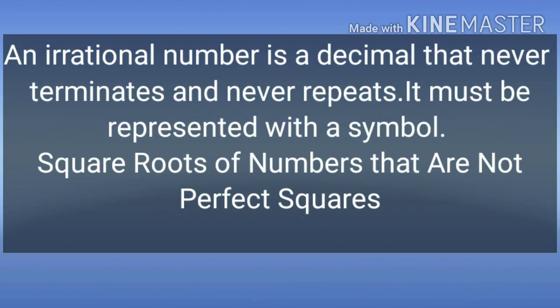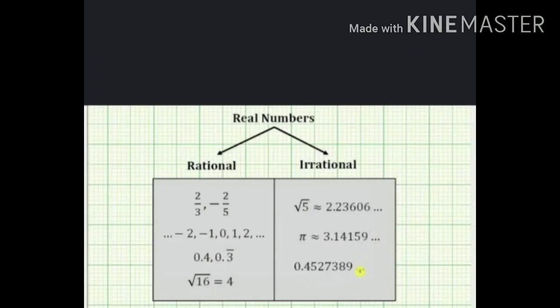Now, let's see the decimal form of an irrational number. An irrational number is a decimal that never terminates and never repeats. It must be represented with the square root symbol of numbers that are not perfect squares. Here, children, square root of 16 equals 4 because 16 is a perfect square. But square root of 7 is a non-perfect square. So, root 7 is an irrational number. Children, here are some examples of rational and irrational numbers.